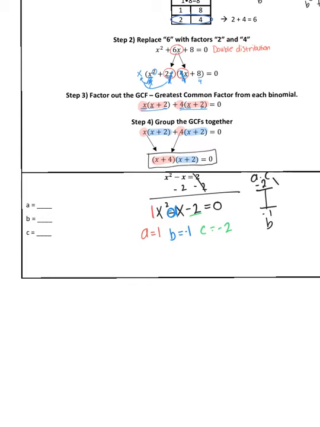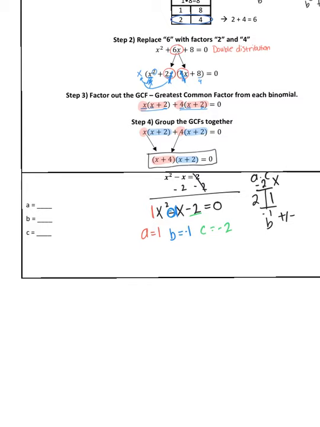So I need two numbers that multiply to negative 2 and add or subtract to give me negative 1. The only two factors of 2 are 2 and 1, so that has to be my factor pair. I just need to figure out where the negative sign goes.